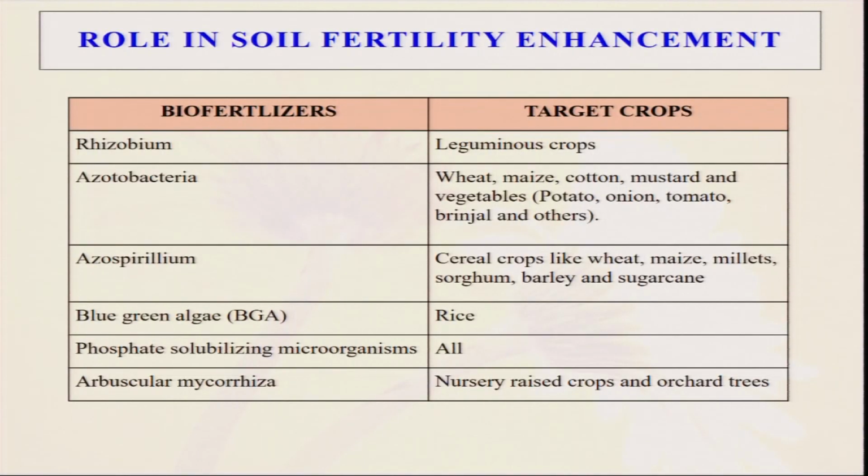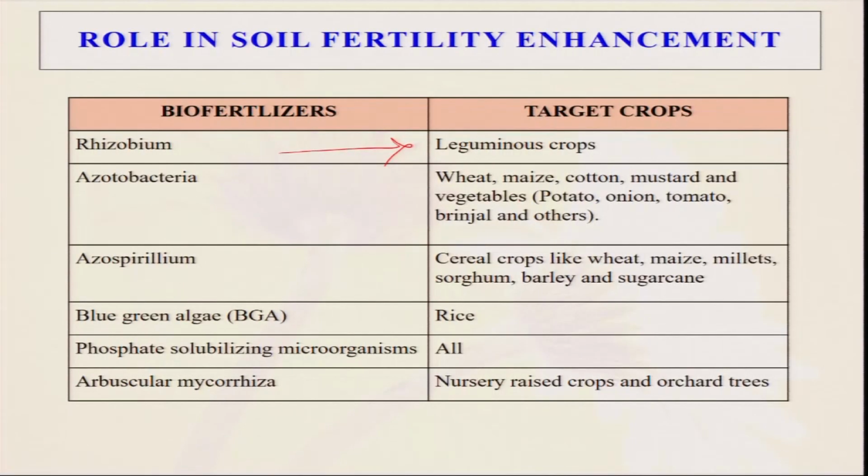So, if we see the biofertilizers and target crops, these are very specific. One biofertilizer may be very specific to a particular crop, and we cannot expect that biofertilizer to work for other crops. Rhizobium is a bacteria present in the root nodules of leguminous crops or pulse crops. This Rhizobium bacteria is present in crops like chickpea, lentil, pea, black gram, mung bean and some other crops, but it is not available in cereal crops like rice or wheat. So, if we apply Rhizobium for rice or wheat, there will be no use. So, they are very host specific.